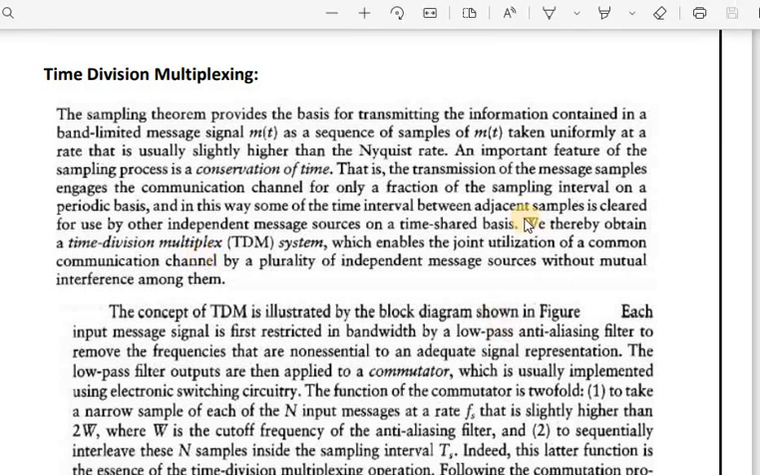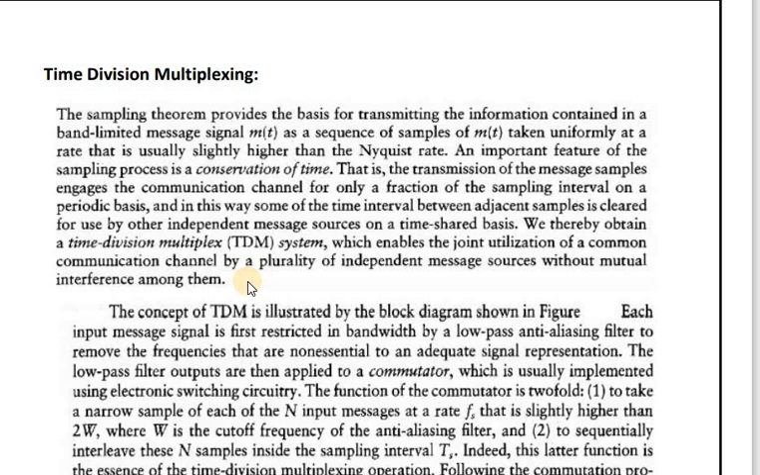So I'll repeat it from here, which is a very important point. We thereby obtain a time division multiplexing system which enables the joint utilization of a common communication channel by a plurality, meaning a number of independent message sources, without mutual interference among them. Yes, because for every time slot, first this message sample has to be sent, then the second one, third one, fourth one, because we are dividing in time. If you do not have time division multiplexing, all the message signals will be sampled and sent at a time, so we will get interference. So to reduce that mutual interference, we are going for time division multiplexing.